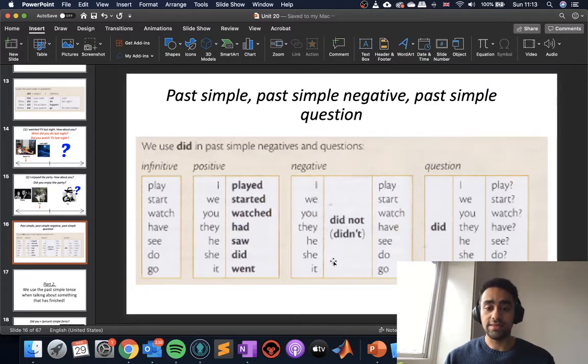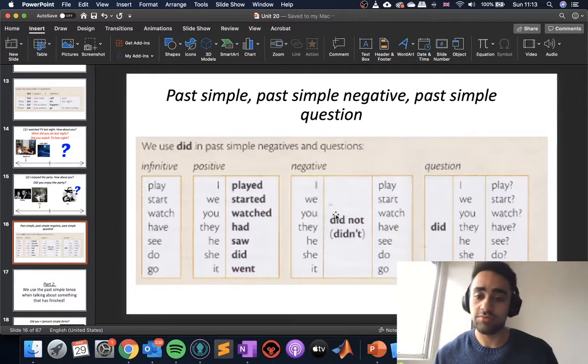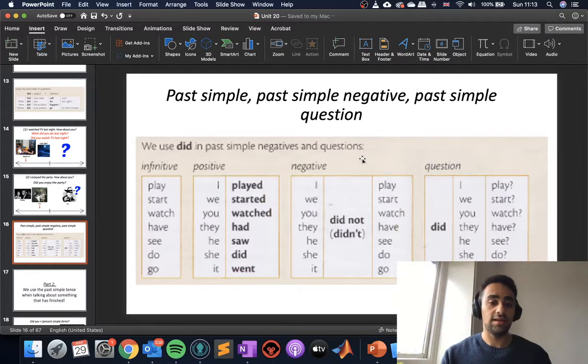For the negative, it makes life easier a bit because we don't care about whether the verb is regular or irregular. In all of them we will just use didn't or did not and then the infinitive version of the verb. For a question, it's the same. It makes our life easier. We just use did and then the subject and then the infinitive version of the verb.